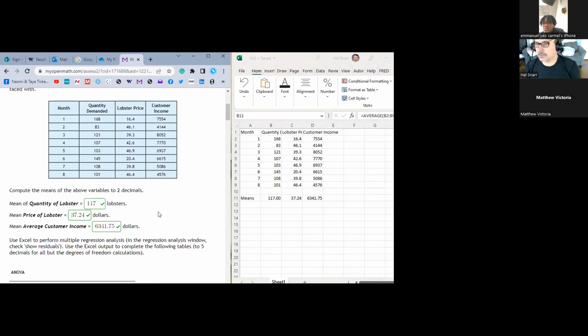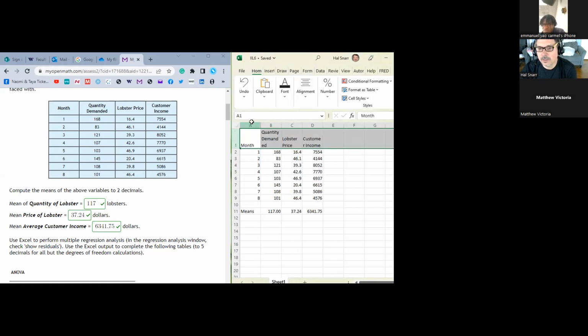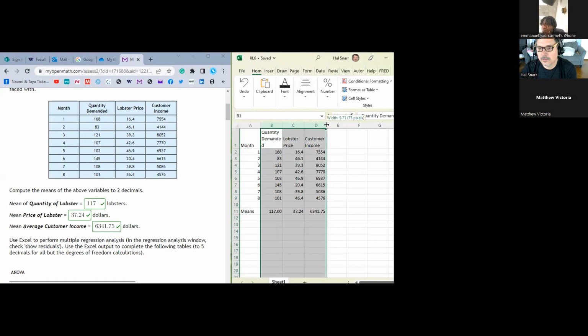Okay, did you hit the green check marks? I'm gonna format this too. I'll go up here to alignment and word wrap. And then I'll widen the columns. There you go.